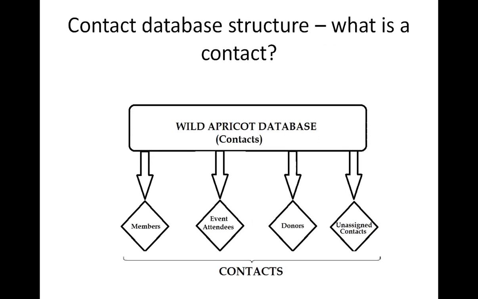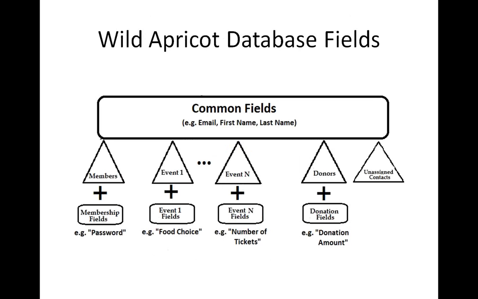Now, Wild Apricot is based on what is called a contact. So what is a contact? In Wild Apricot, a contact is every single person you put in the system. It doesn't matter if it's a member, an event attendee, a donor, a volunteer, or a subscriber. If they're in the system, they are known as a contact. So how do we distinguish between the different types of contacts? We have what are called common fields. These are like global fields, things like email, first name, and last name. These are the minimum information you need to distinguish a different person, so we call them common fields.